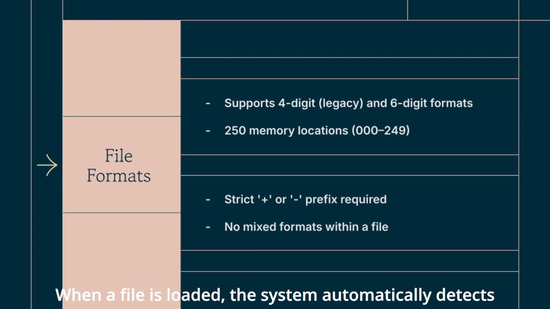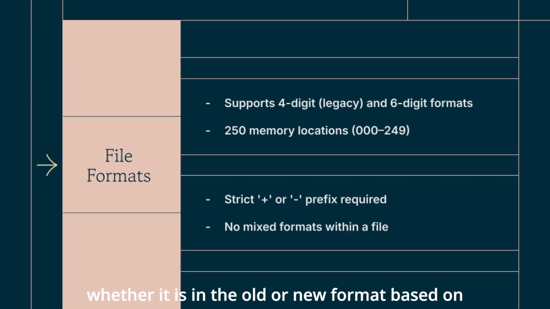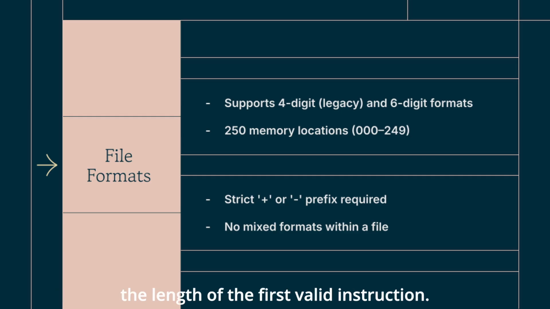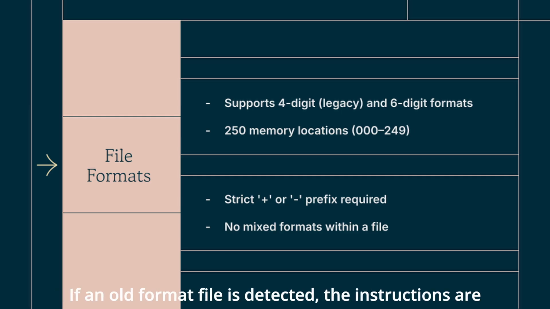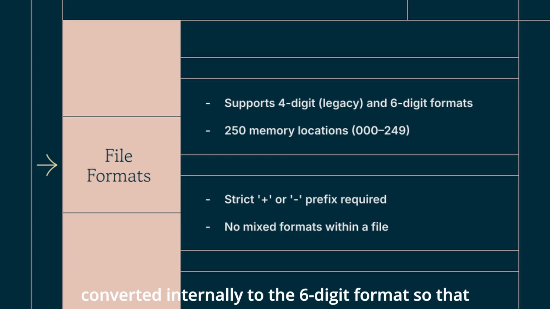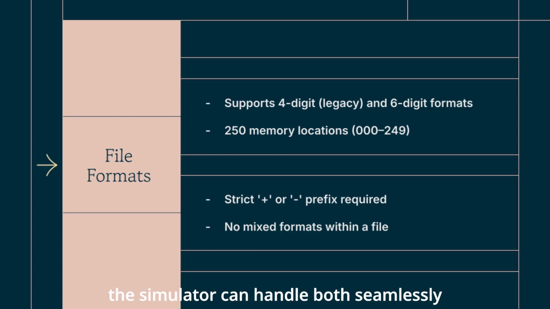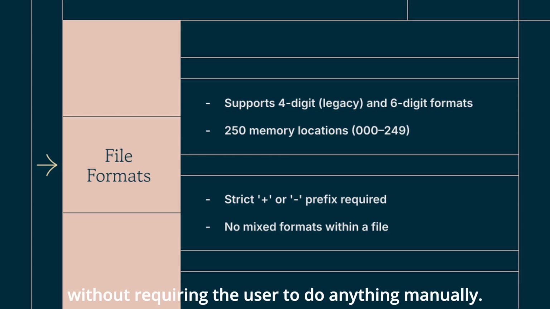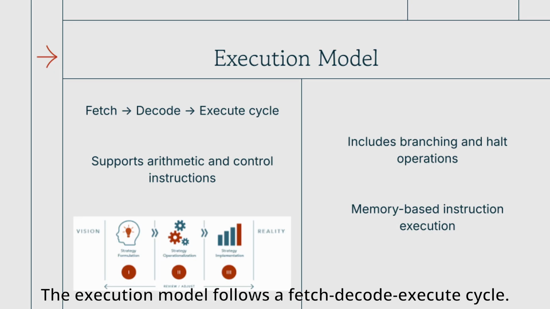When a file is loaded, the system automatically detects whether it is in the old or new format based on the length of the first valid instruction. If an old format file is detected, the instructions are converted internally to the 6-digit format so that the simulator can handle both seamlessly without requiring the user to do anything manually. The execution model follows a fetch, decode, execute cycle.